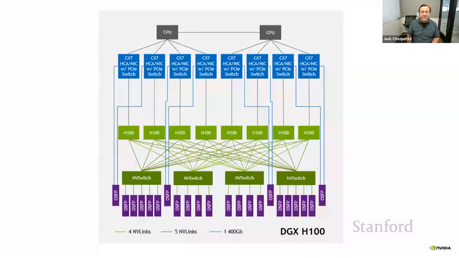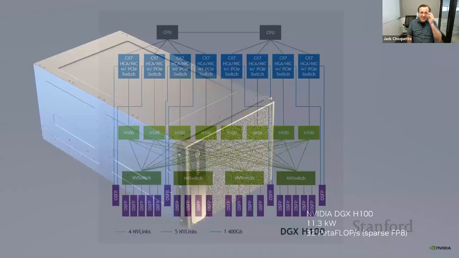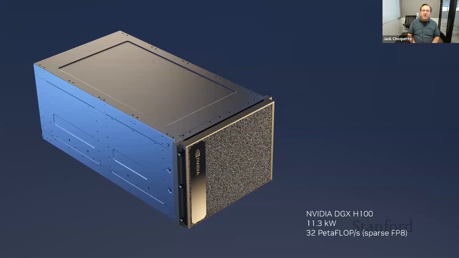Now, here's a block diagram of that board showing the main components of the DGX node and how they're connected. There are two CPUs that help drive the system along with some CX7 NICs and PCIe switches. All the H100 GPUs are fully connected with NVSwitches. These NVSwitches are also connected to high-bandwidth NVLink I/O ports leading out of the node. And here's all packaged together in the node. This is what the box actually looks like.